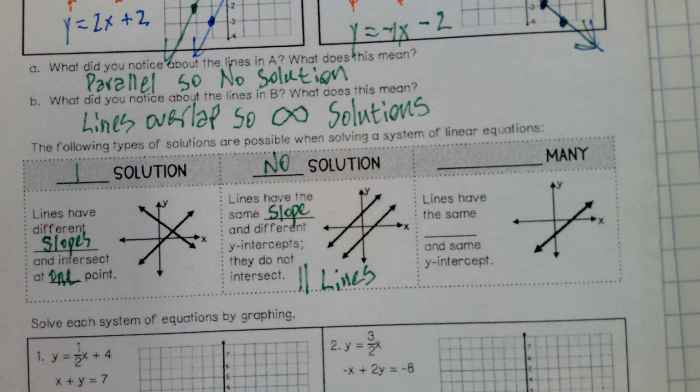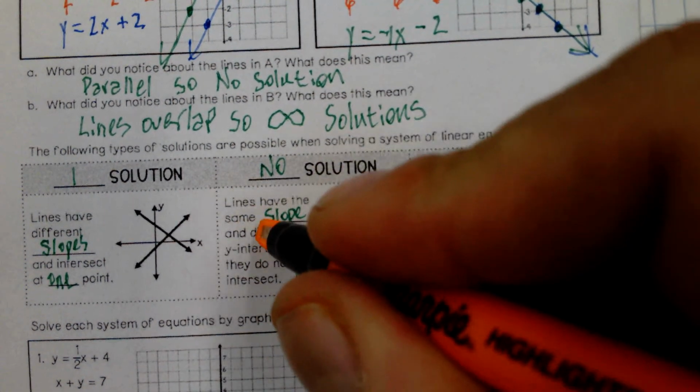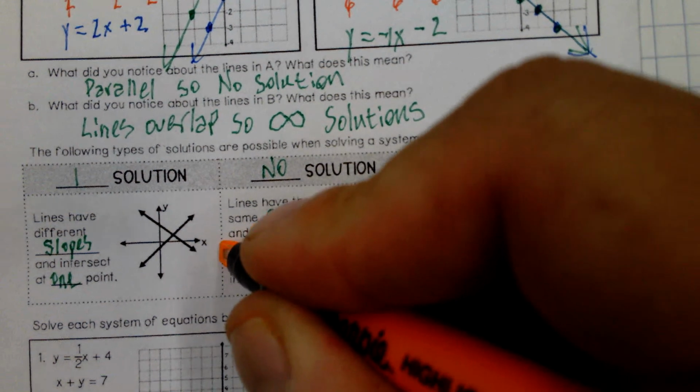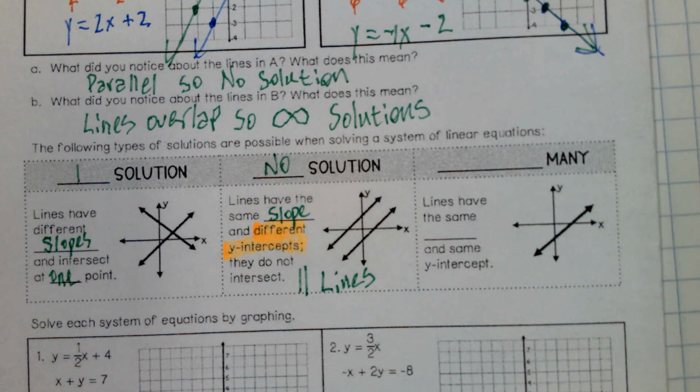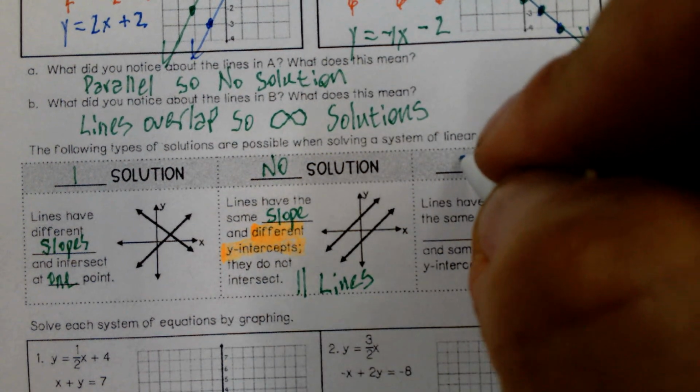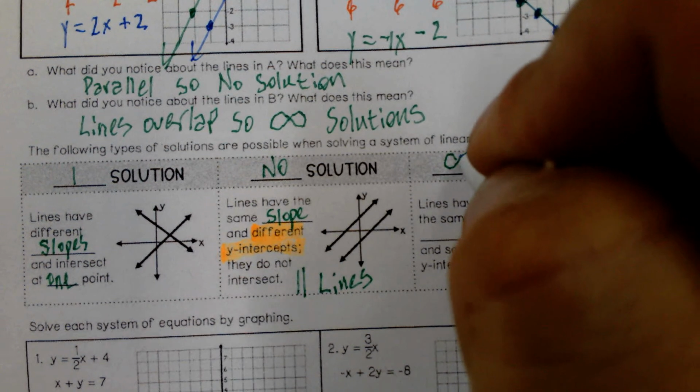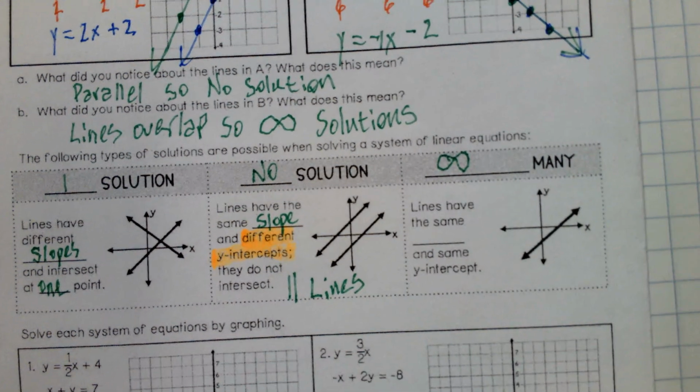So this is important, guys. When the lines have the same slope and different y-intercepts, that's when they're parallel. And this case is when you have infinite solutions. Infinitely many.